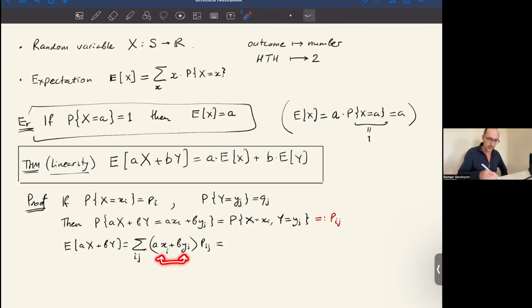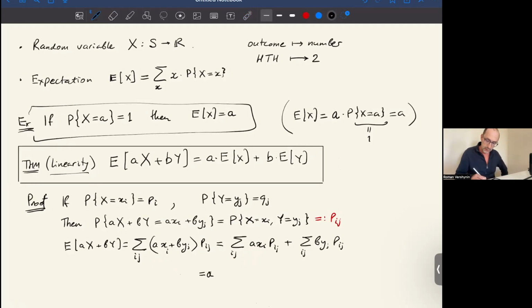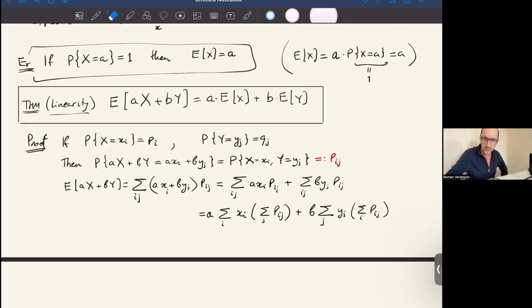Let's split this sum in 2. Now a is a constant, so we can pull it out of the sum. Inside the sum, let's first sum over i's and then over j's. And we do similarly for the second sum. But this time we sum first over j's and then over i's. Now, what is this sum? It is the sum of all such probabilities. And this sum equals the probability that X equals xi.